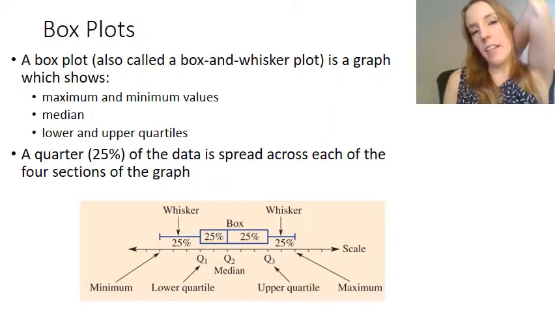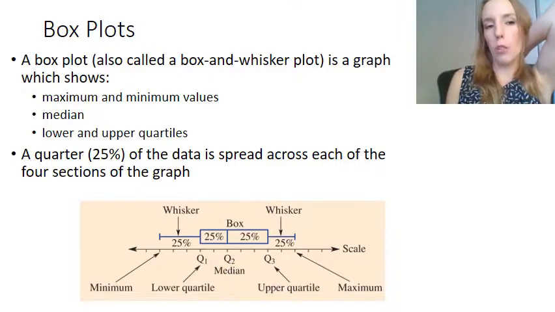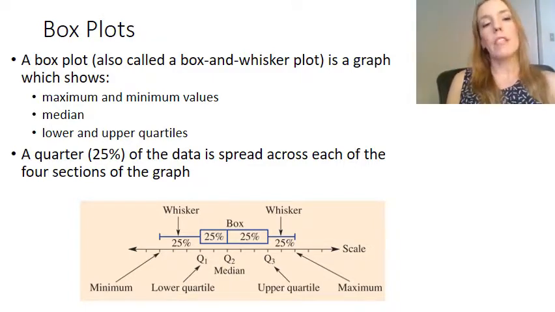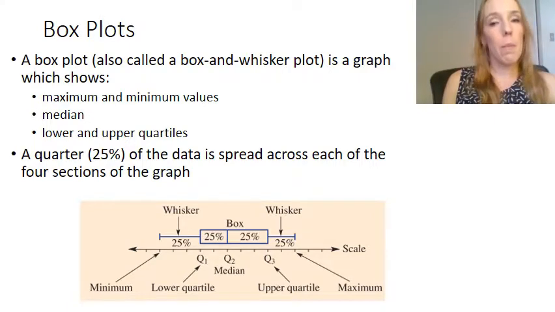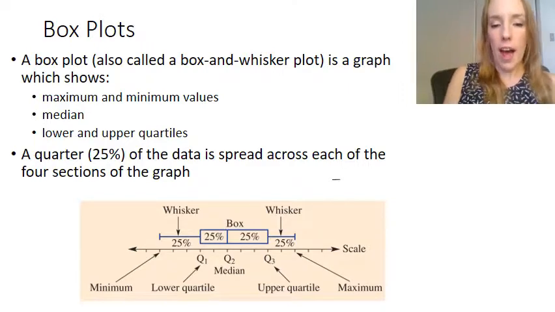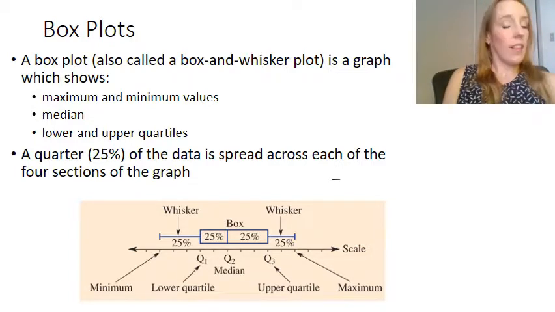Okay, so the next thing that's kind of related to this is what we call box plots. So a box plot, which is also called a box and whisker plot, is a graph. And this graph shows the minimum and the maximum values. It also shows the median, which is our middle value, and it also shows the lower and the upper quartile. So you can see down the bottom, it's kind of represented there. So a quarter of the data, so 25% of the data, is spread across each of the 4 sections of the graph. So let's look at all of this.